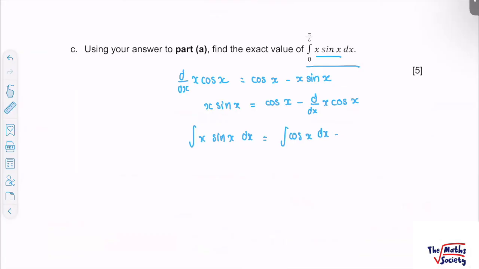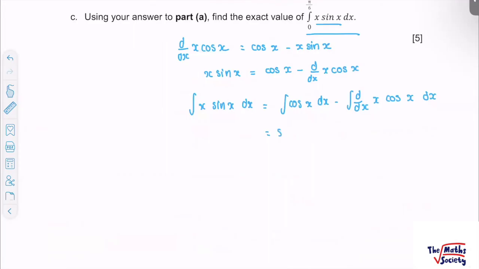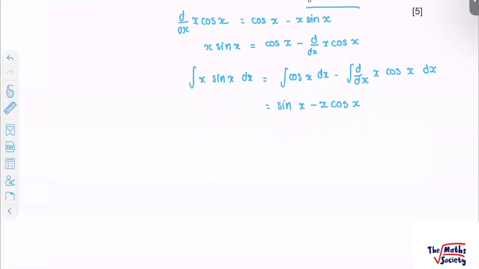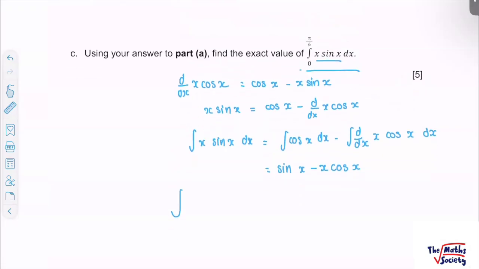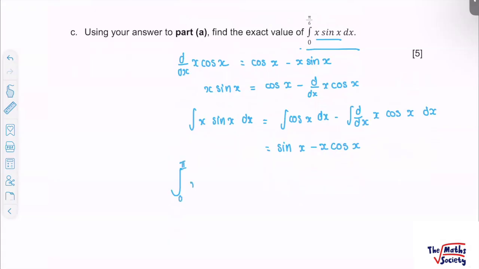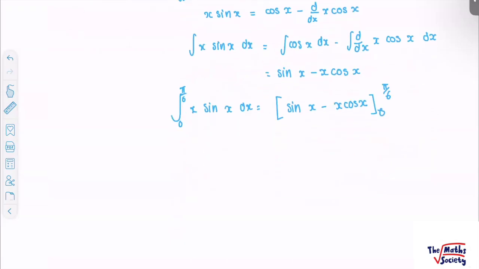minus integrating d by dx, x cos x dx. That's going to equal sine x minus x cos x. And I believe it was 0 and pi by 6. X sine x dx, sine x minus x cos x, 0 to pi by 6. Minus substitute.